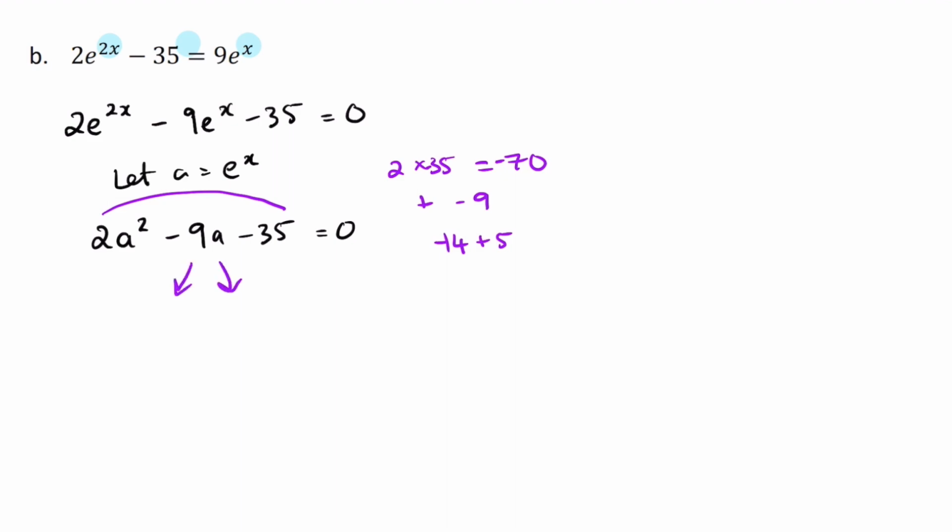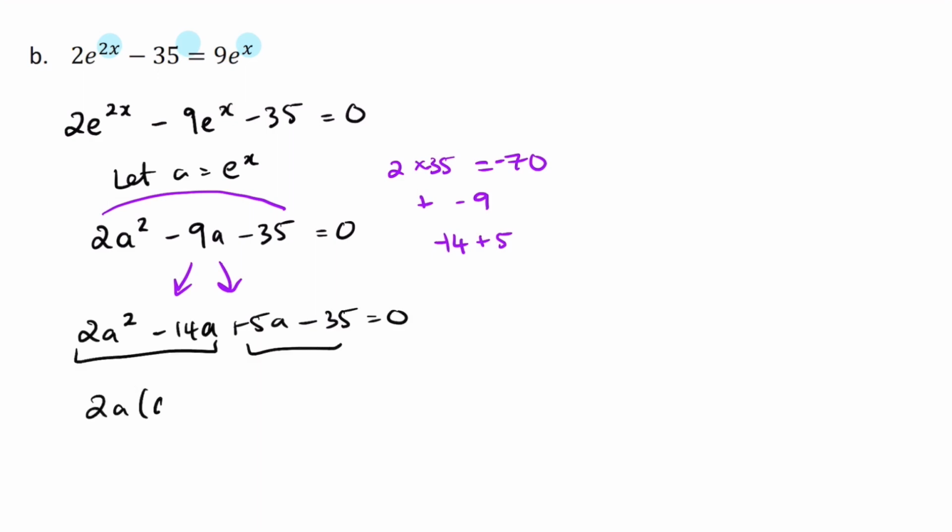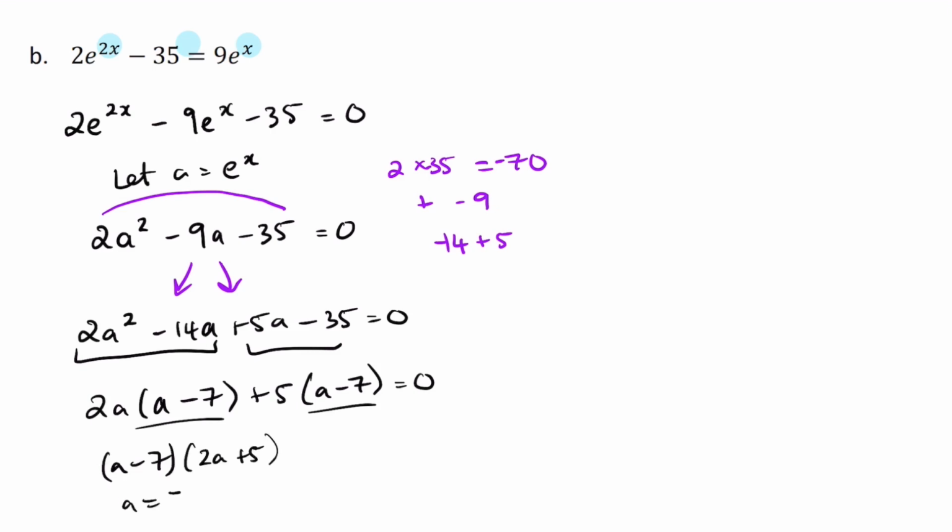All right, what we're going to now do is split this up, so that'll be 2a squared minus 14a plus 5a minus 35 is equal to 0, and then I will factorize by grouping, so that'll be 2a, a minus 7, and then I'll take the 5 out, that'll be a minus 7 once again. These two terms are the same. And now I can solve. As always, I'm not solving for a, I'm solving for x. So I'm going to now substitute e to the power of x back in.